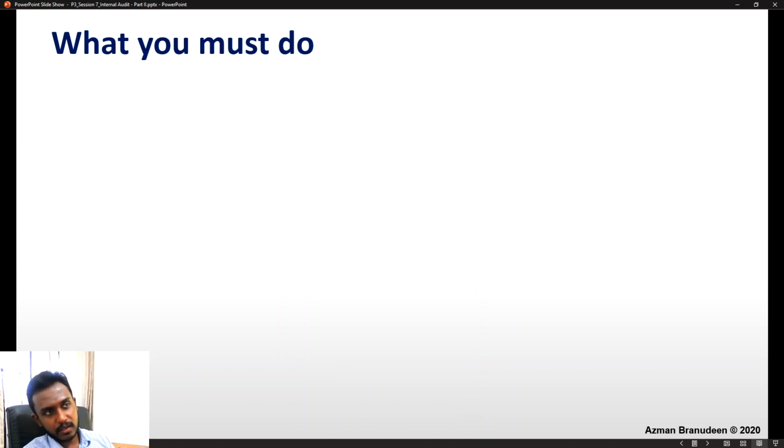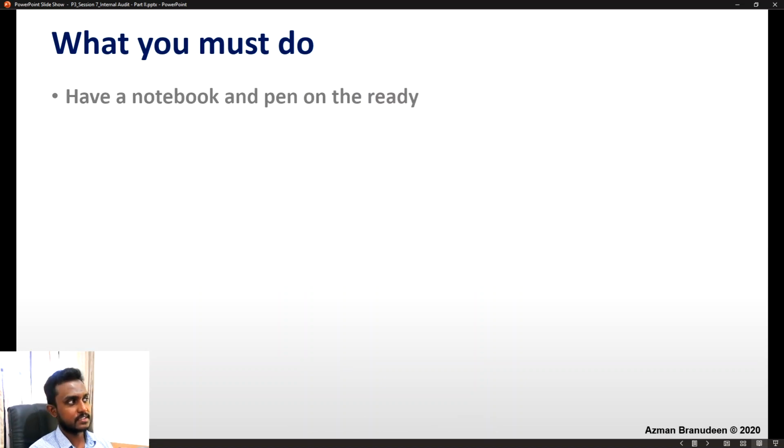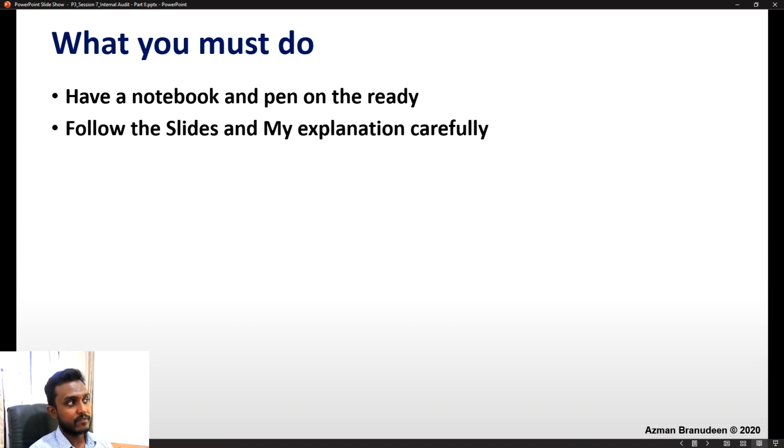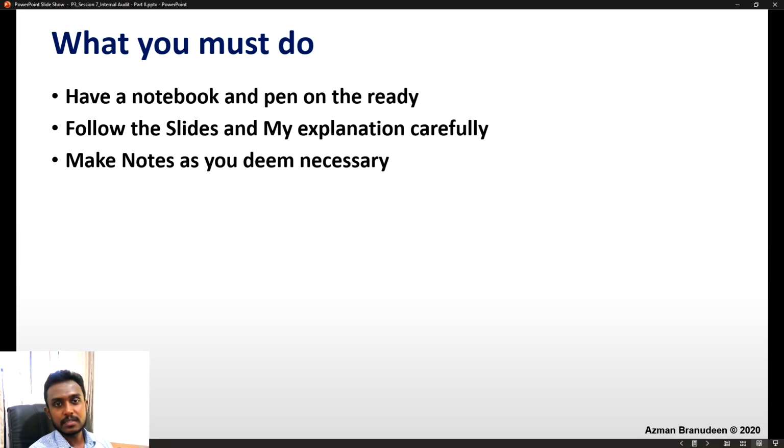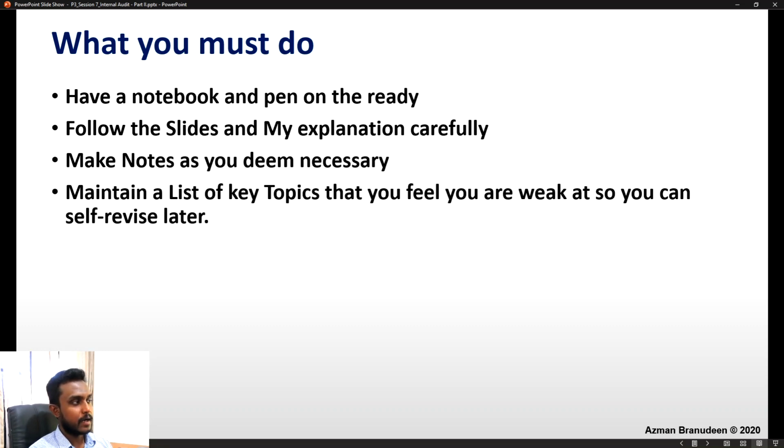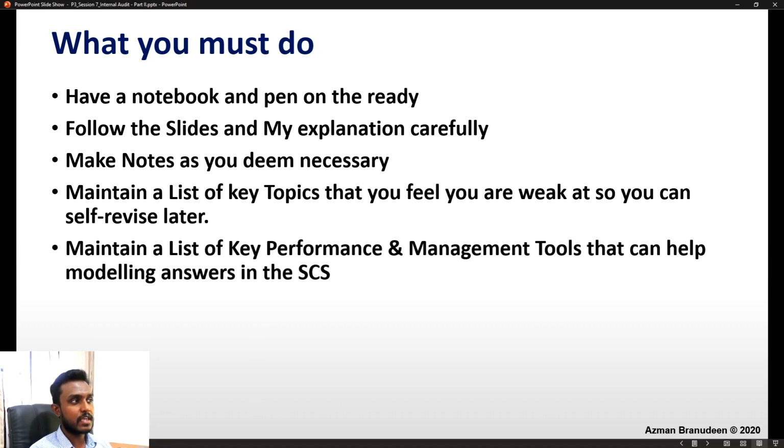Before I get started, a quick reminder on my kind suggestions. Please have a notebook and pen at the ready. You can follow the slides and my explanation carefully. Make notes as you deem necessary. Maintain a list of key topics that you feel you're weak at, so you can self-revise later, and maintain a list of key performance and management tools that can help model answers in the strategic case study exam.